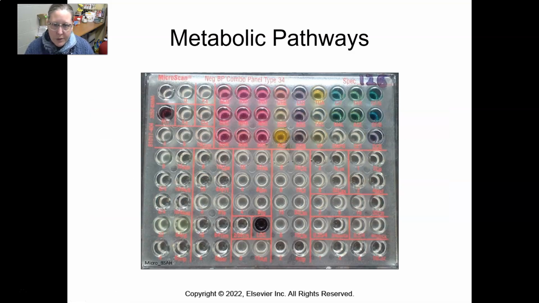Here is another version. This is the MicroScan version, where this portion right here has different metabolic pathways that are assessed. Some of them are sugars, some of them are amino acids, etc. And then a lot of this area right here is antibiotic sensitivity.